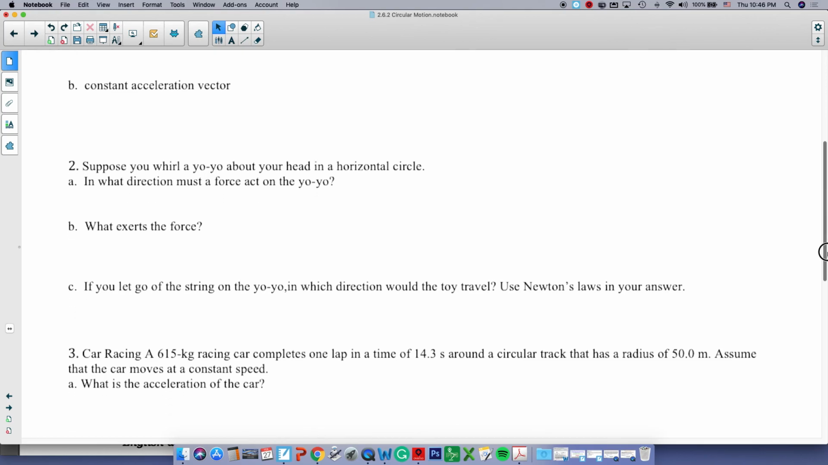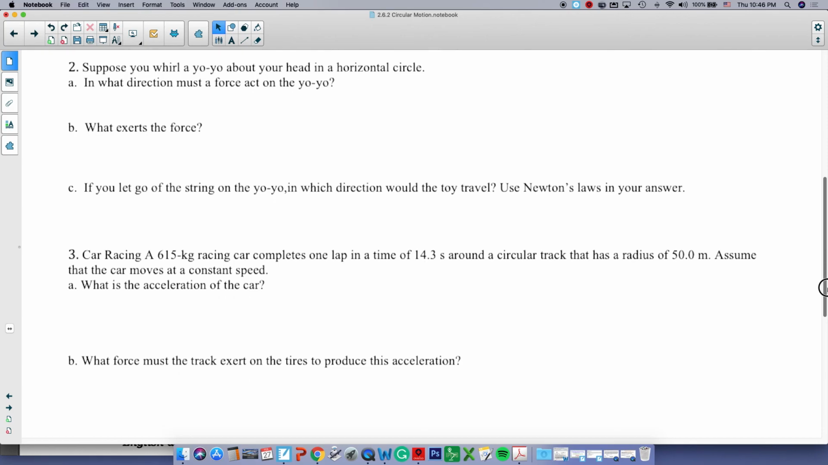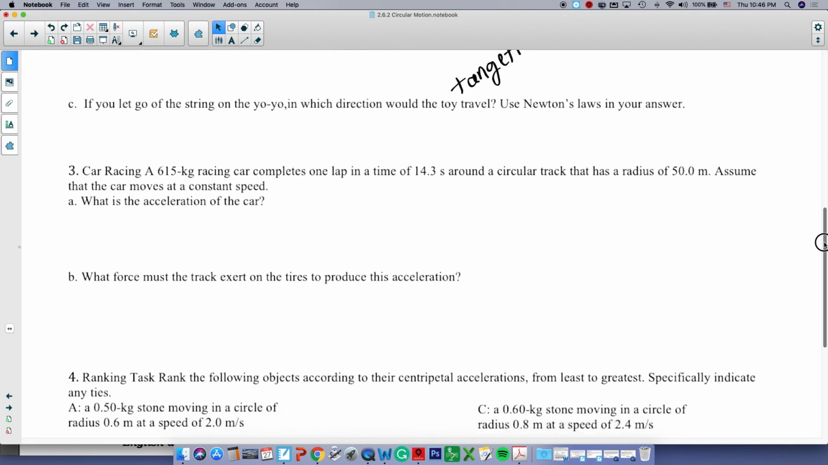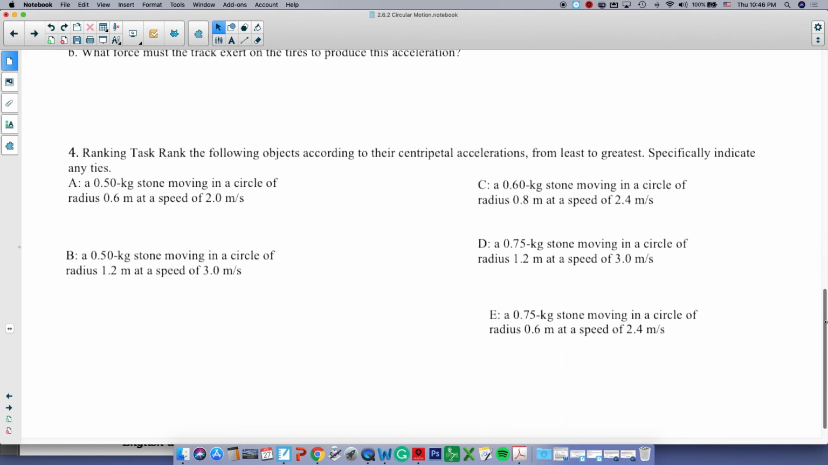So we got a yo-yo. So kind of answer the questions on the yo-yo. C, if you let go of the string on the yo-yo, which direction would the toy travel? So that would be, remember, a tangential path to the circle. Okay, so you'd have to use Newton's laws of kind of explaining that. Number 3, you can just use your equation. And then number 4, you're going to be working through A, B, C, D, and then rank them according to their centripetal accelerations from least to greatest.